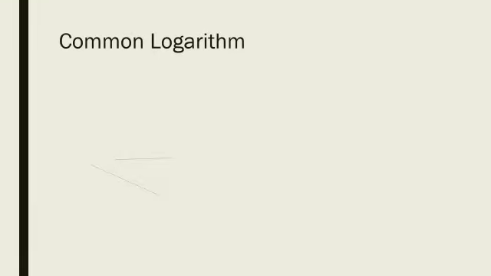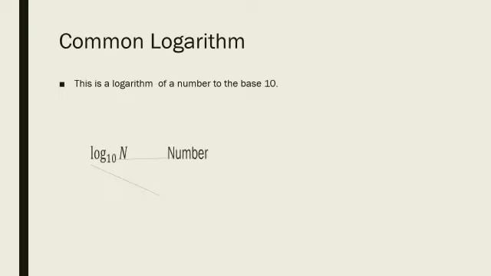Now the second one we have is the common logarithm. The common logarithm has its base to be base 10. This is how it's written. When it's common, it's in base 10. Then a logarithm, especially the common logarithm, has two parts. It has the characteristics and it has the mantissa.